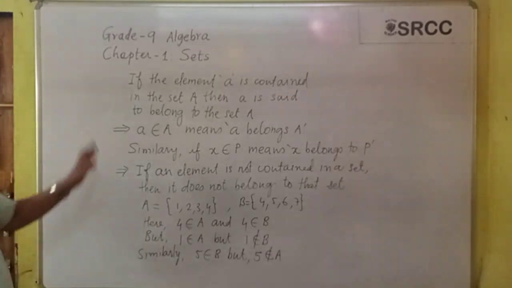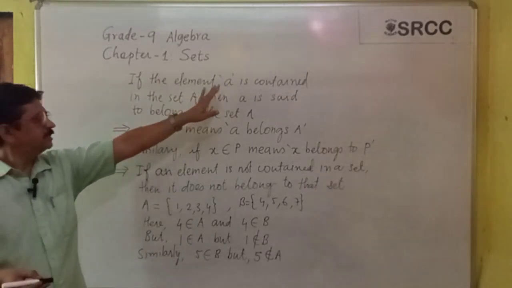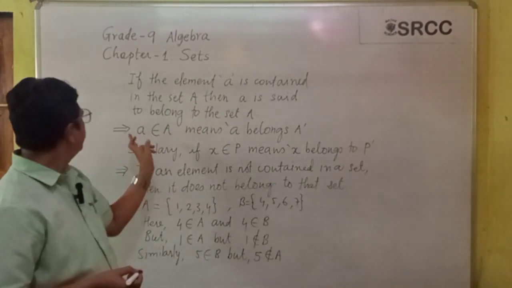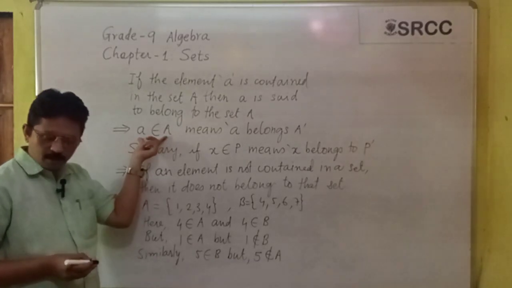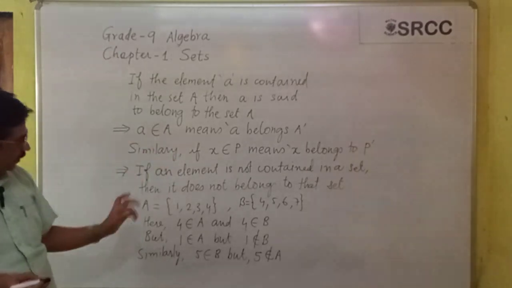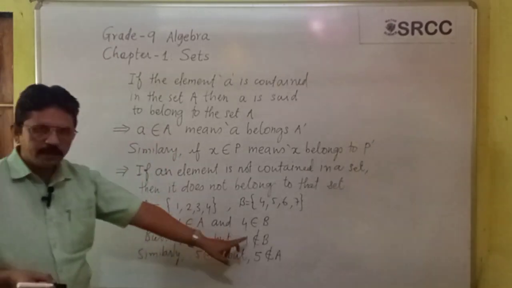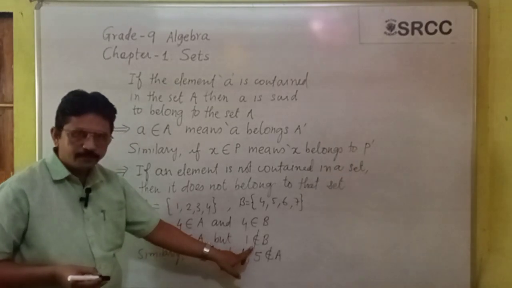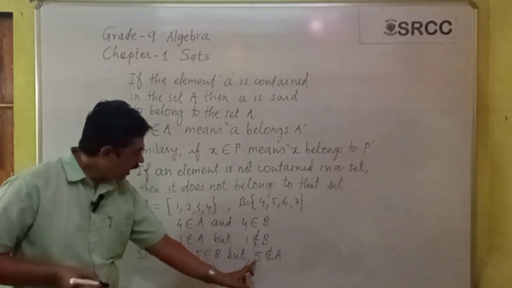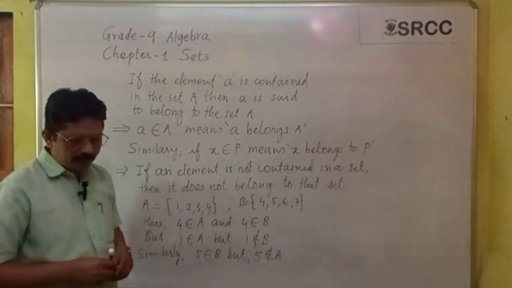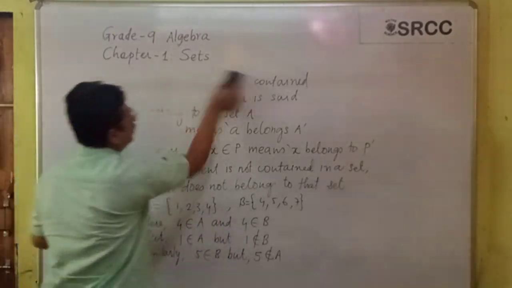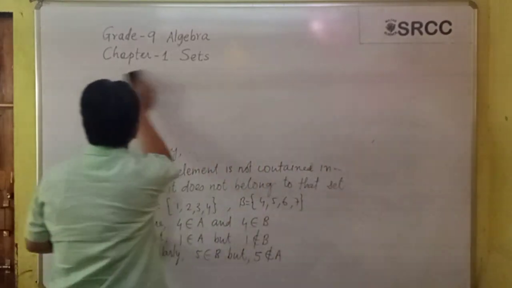So here, if an element a is contained in the set A, then a is said to belong to the set A. This is the way we write that an element a belongs to the set A. If an element does not belong to a given set, then we use this symbol, and here it means that 1 does not belong to B and 5 does not belong to the set A. Moving further, let us see different types of sets.